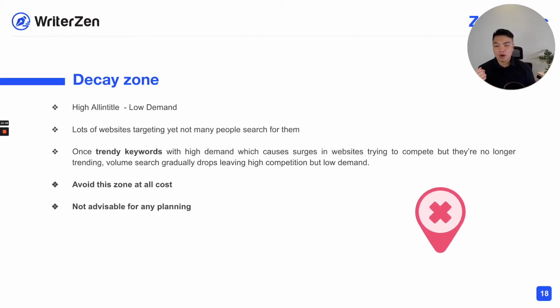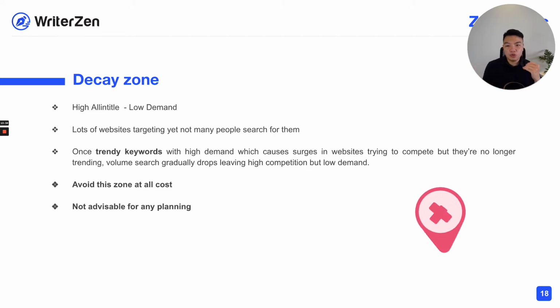For example, web design, the best web design tool, 2017. So in 2017 itself, it was a great keyword, but by 2020, those are no longer the keywords people search. Very few people are now actually looking for that keyword, but because it was so trendy then, there are now a lot of competitive websites that wrote about that article, but they're no longer actually investing in it.